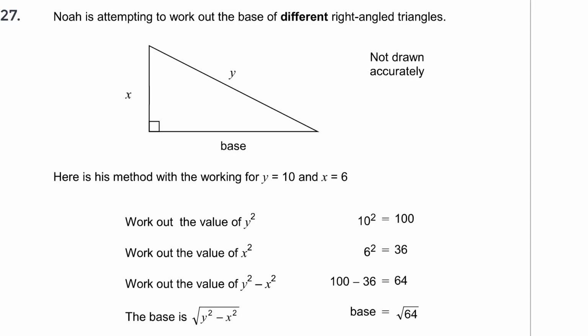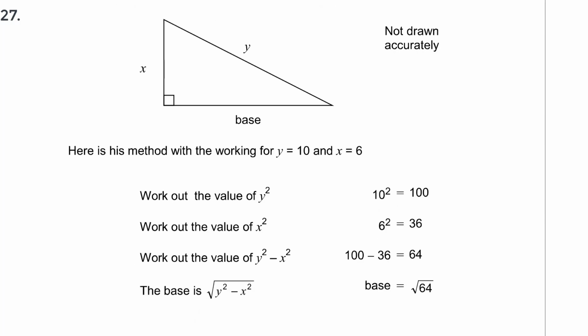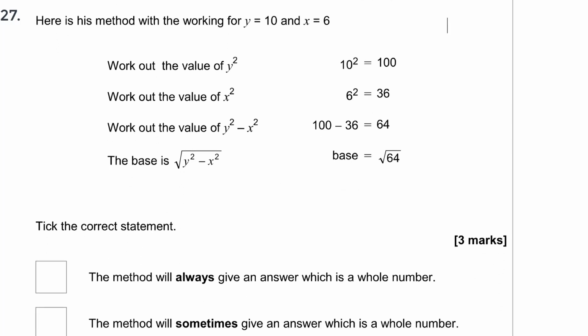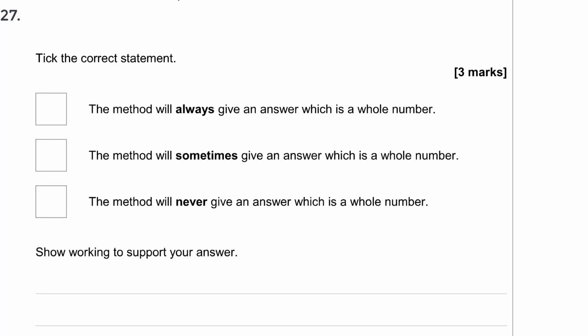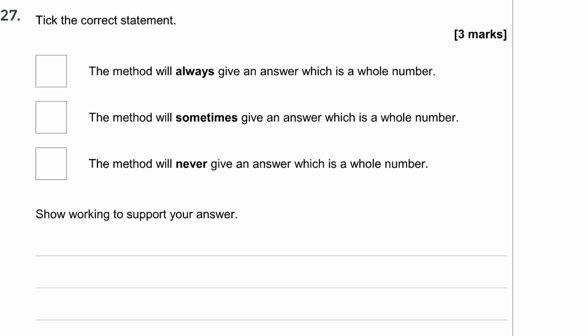So that particular example does give a whole number for the base, but if you've ever done any questions with Pythagoras Theorem before, you'll know that that is a rarity. The Pythagorean triples are the ones that give you nice whole numbers, otherwise they are decimals. It asks here that we show working to support our answer, so we need to give some examples of why we would pick this one. This is obviously the correct solution, that it sometimes gives us a whole number.